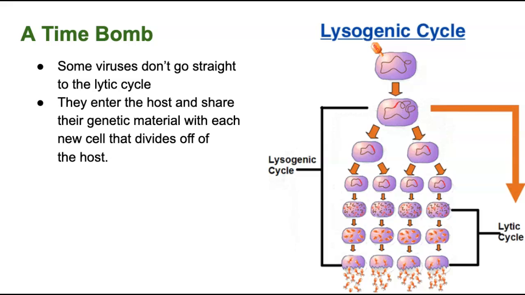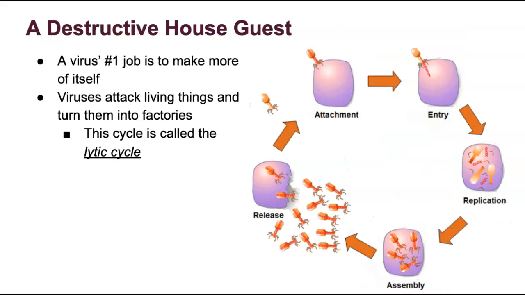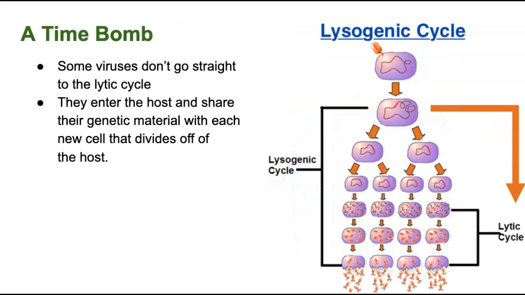Some viruses are going to go straight into that lytic cycle and start making new viruses. Others are going to wait for a while. They have a second cycle, a dormant cycle, called the lysogenic cycle. They enter the host, and their genetic material is going to be copied and shared, but that's as far as it goes. It's going to allow that cell to reproduce, carrying its genetic material with it for a while until it decides to become active. And that's when it starts assembling and killing off all those cells.